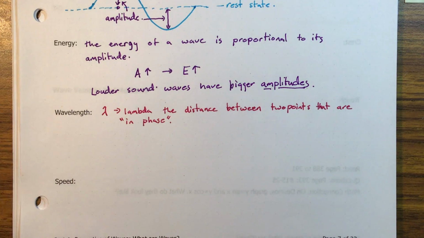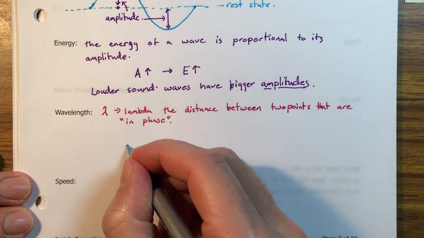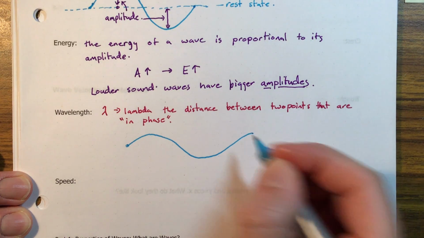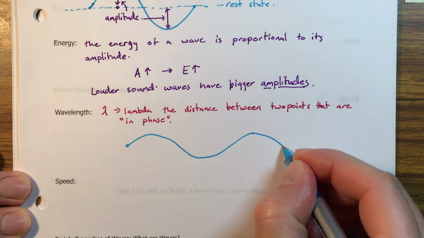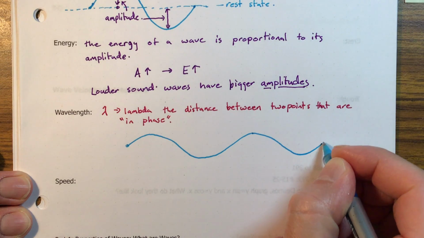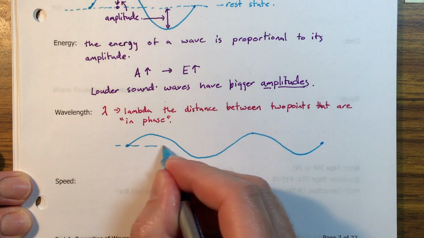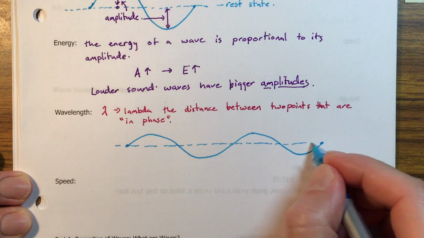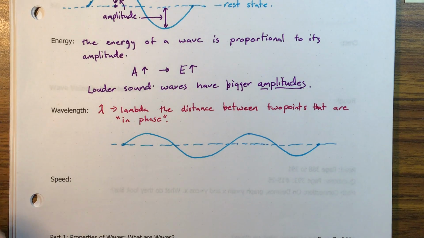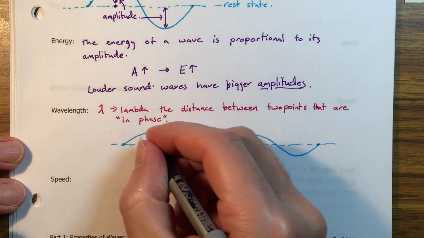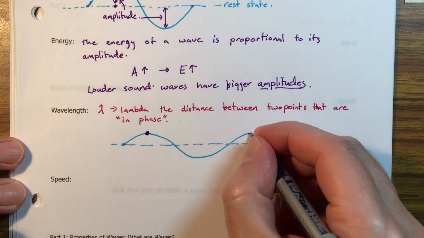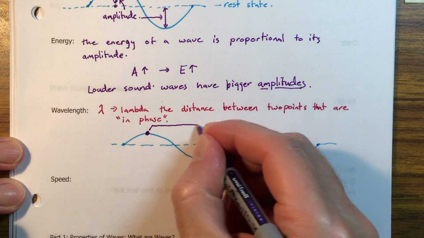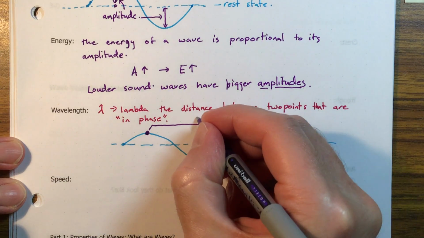Right, so if we sketch out a wave again. Goes up, down, up, down. All right, so right here is our wave. There's our rest state. So 2 points that are in phase: right here's one point, right here's another point. The wavelength is this distance. This is lambda.